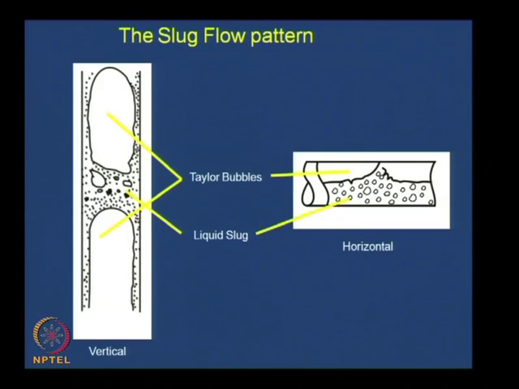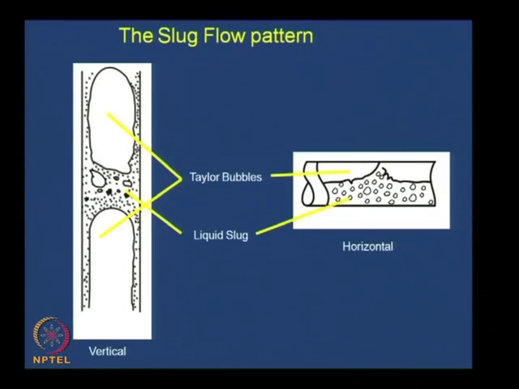Now, for a vertical pipe, the best way of analyzing slug flow is, because a lot of things are varying. What are the things that are varying? The gas phase is in two different types of forms. One is the Taylor bubble, the other is small bubbles in the liquid slug. The liquid again in two forms.